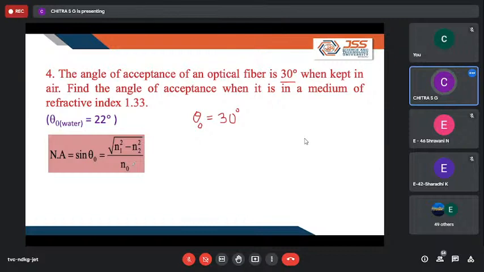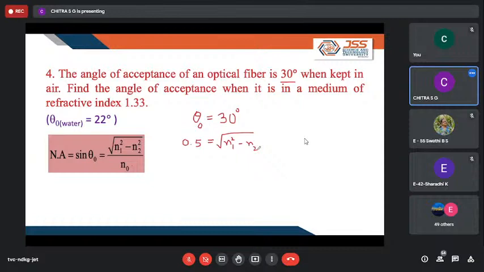So sine 30 degrees, how much? Sine 30 degrees. Yes, I want some answer from your side. Sine 30 degrees, half, ma'am. Yes, it is half. So 0.5 will be equal to square root of n1 square minus n2 square, and n naught will be equal to 1 since the fiber is in air.